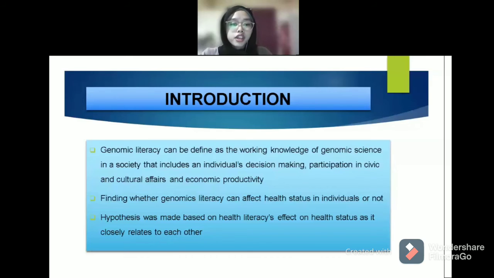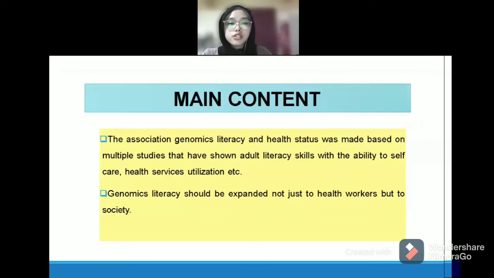This study was conducted to find out whether genomic literacy can affect health status in individuals or not. Therefore, a hypothesis was made based on health literacy's effect on health status, as the two are closely related. Main content. The association between genomic literacy and health status was made based on multiple studies that have shown adult literacy skills are linked with the ability to self-care, health service utilization, and so on. Genomic literacy should be expanded not just to health workers but to society as well.